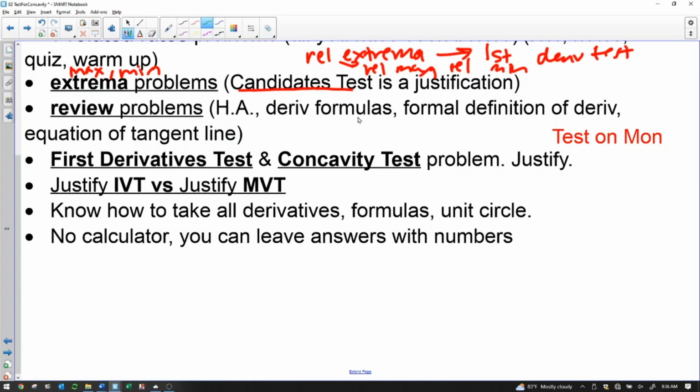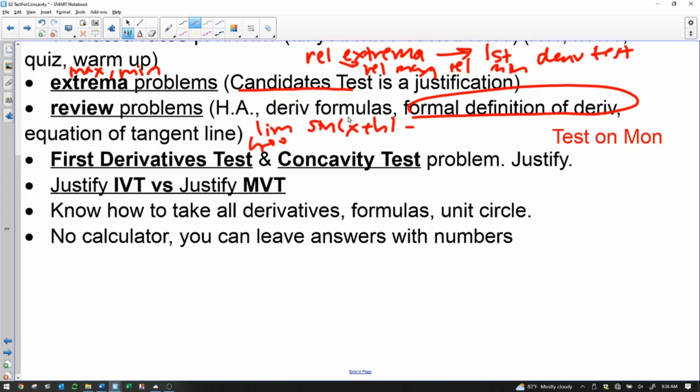You need to know all your derivative formulas, chain rules, product rules, power rules, all your trig formulas. You need to know the unit circle. You need to know this question. This question was on your last test. Most of you got it right, but some of you are still struggling with this type of problem here.